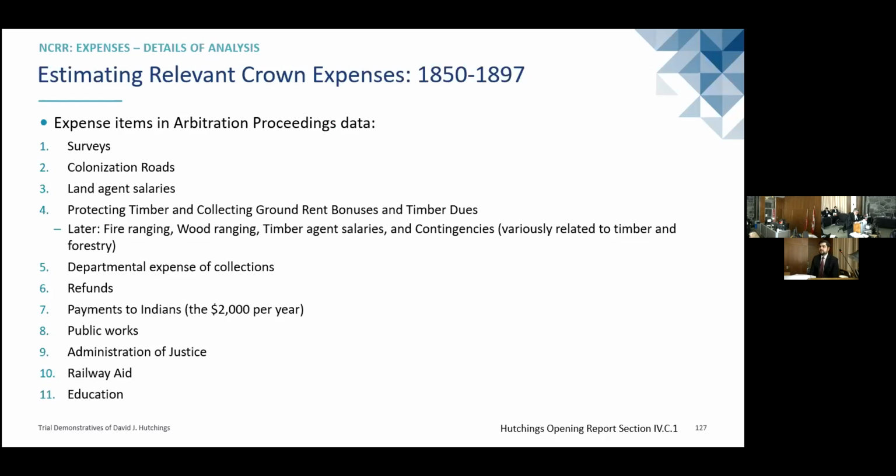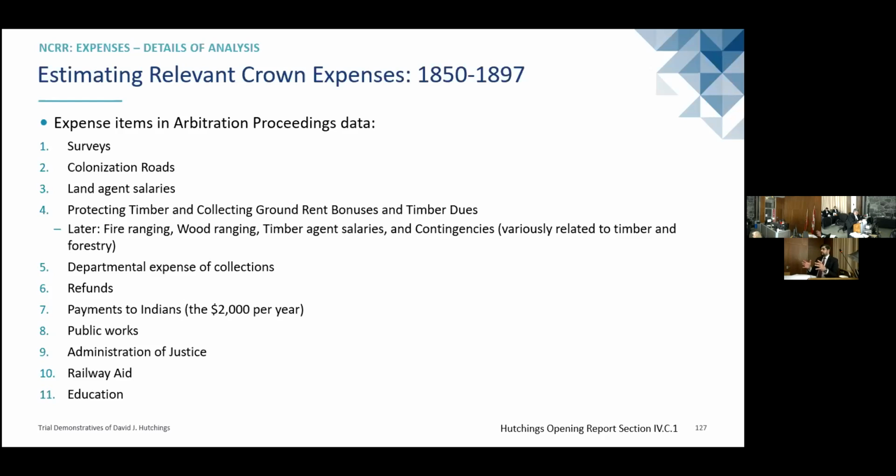Land agent salaries, protecting timber and collecting ground rent, bonuses and timber dues. They later have a different name of fire ranging, wood ranging, timber agent salaries, and contingency. That's all related to forestry. Departmental expense of collections, refunds, payments to Indians, and that is the $2,000 per year fixed annuity that's recorded in every year here. Public works, administration of justice, railway aid, and education. These are the 11 categories.